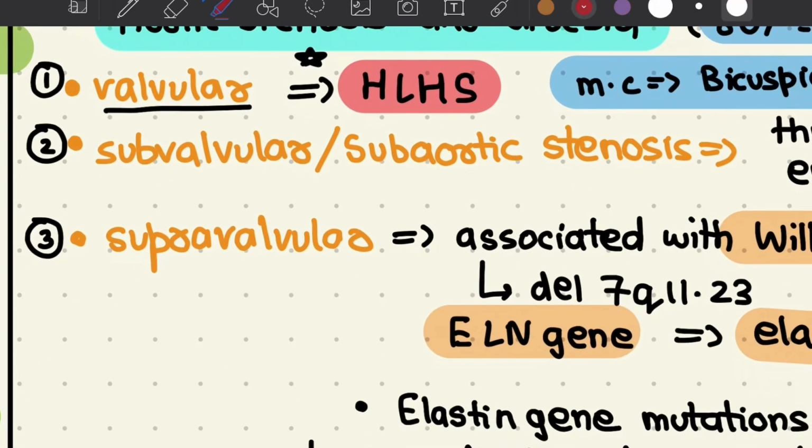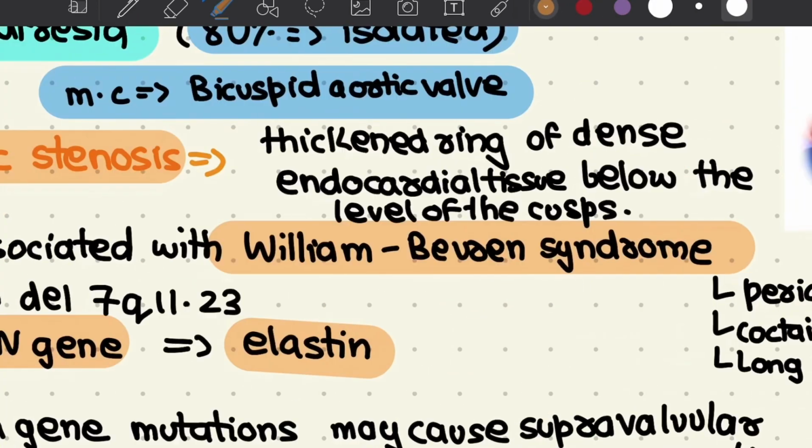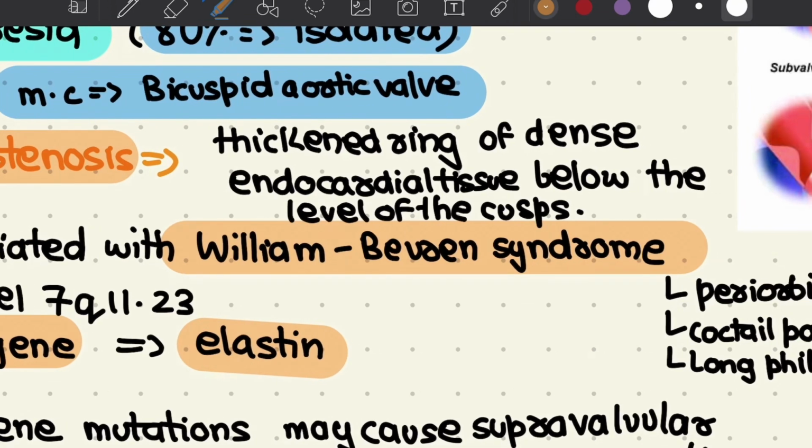Now, discussing the subvalvular or subaortic stenosis. In subvalvular or subaortic stenosis, which constitutes about 10% of all cases, there is a thickened ring or collar of dense endocardial fibrous tissue just below the level of the cusp.